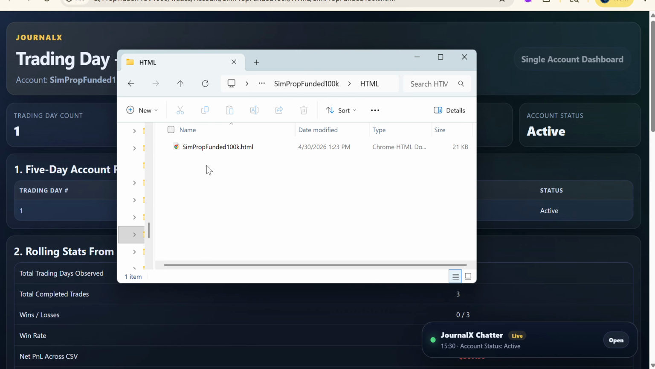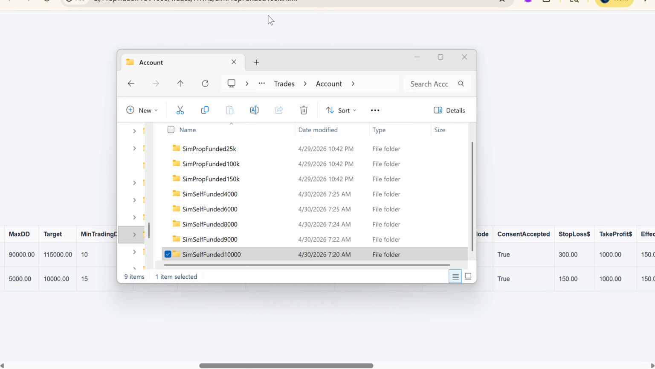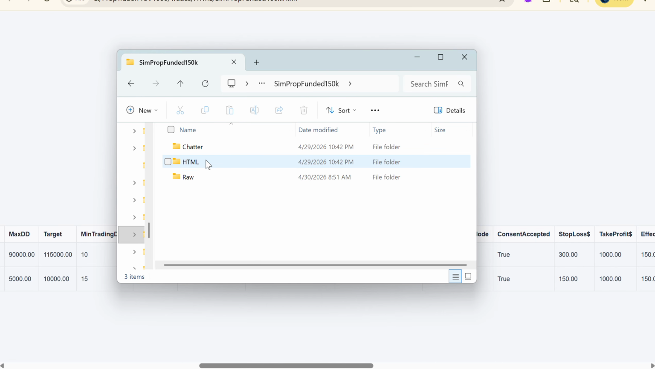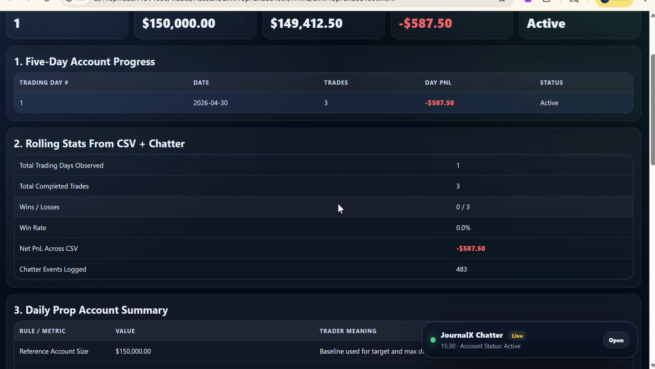Let's see the 100K. So I'll have to check, maybe, because everything looks like... yeah, so that's fine. So let's see. So 150 also made a 500 loss. It took 3 trades, and then it just straight up lost.